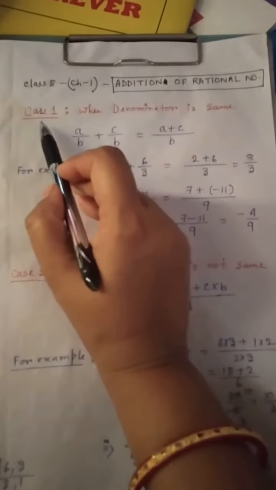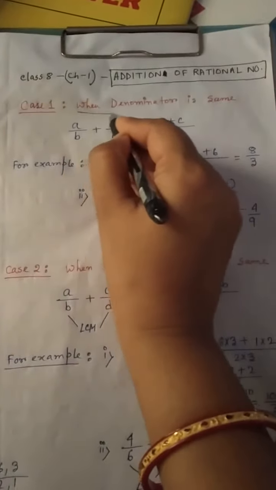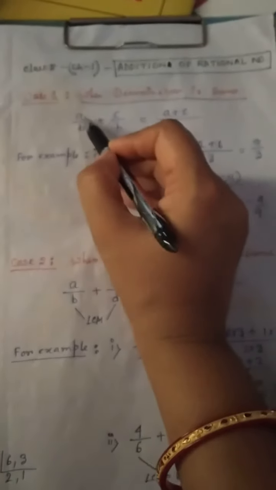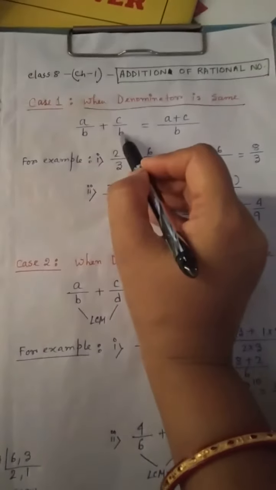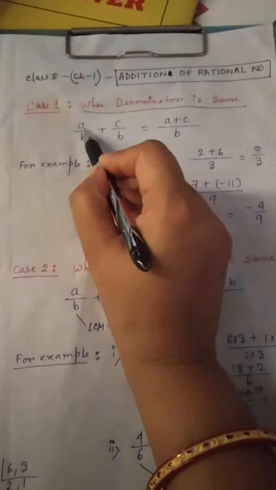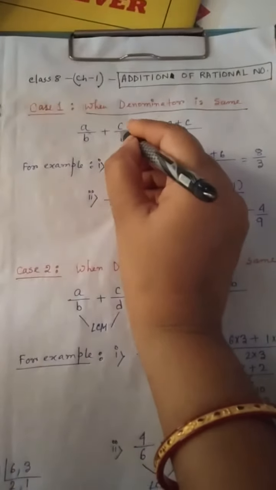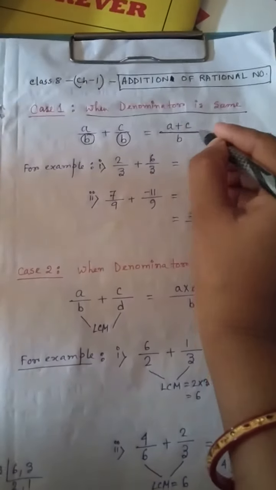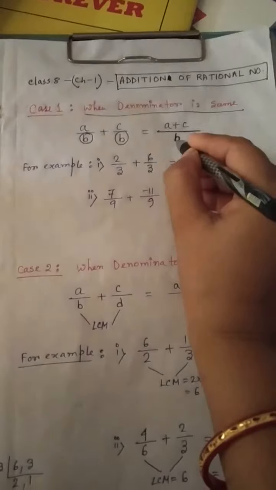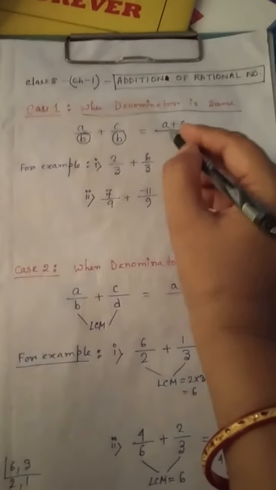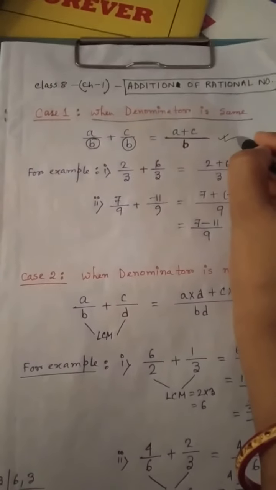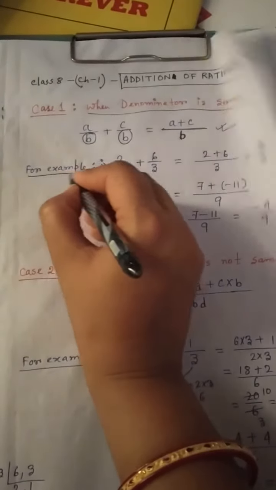The first one is when the denominator is the same. That means a by b plus c by b. Here the denominator is the same, so in that case we do it like this. B, obviously b is their LCM, and then we put a plus c. That is our answer. Now take an example.